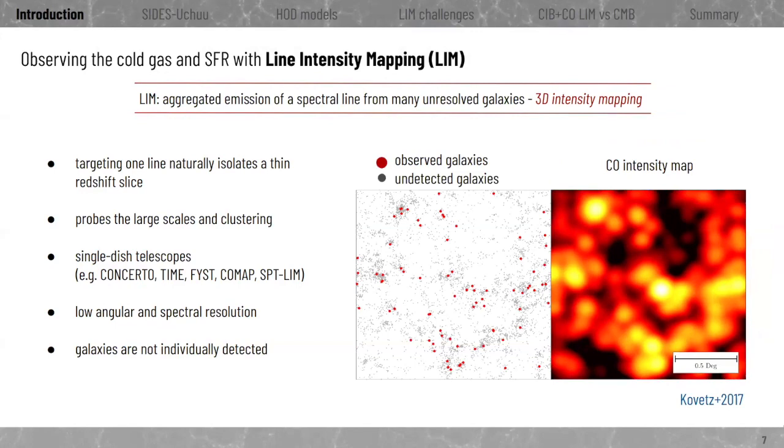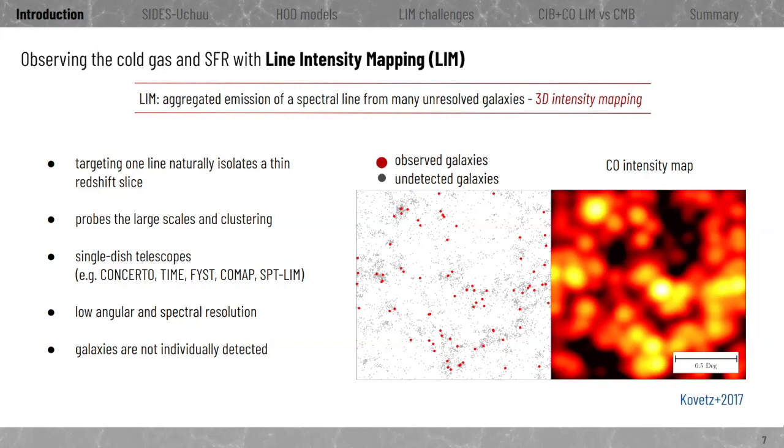Yeah, so here on the left is what we get from a galaxy survey. Each red point is a resolved galaxy. And all the gray points are galaxies that are too faint to be observed by the telescope. But here on the right is the corresponding emission, that CO emission that we get from a line intensity mapping instrument. So we get the total emission of all the galaxies, bright, faint, everything.